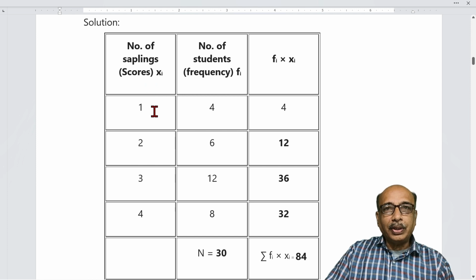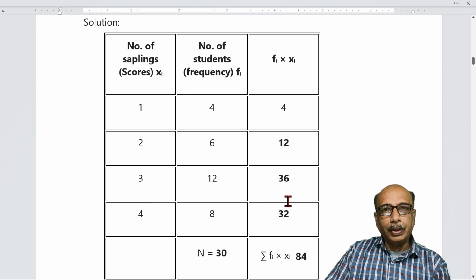How many saplings? Least number is 1, then the last number is 4. So we write in the scores column 1, 2, 3, 4. Number of students: whatever saplings are there, it is given 4, 6, 12, 8. fi xi: 4 into 1, 4. This I have kept bold. What you have to do is complete the table.